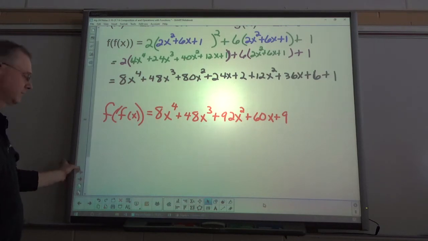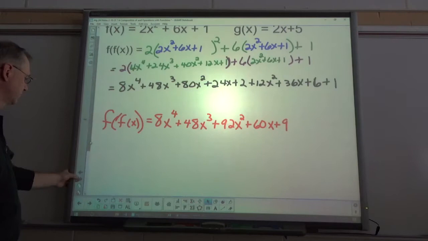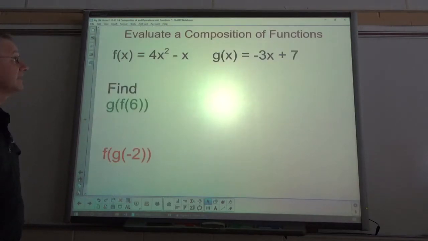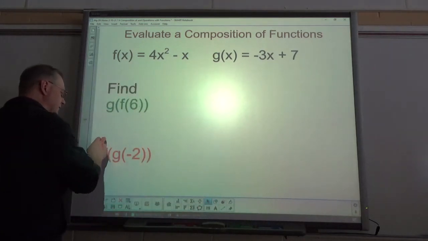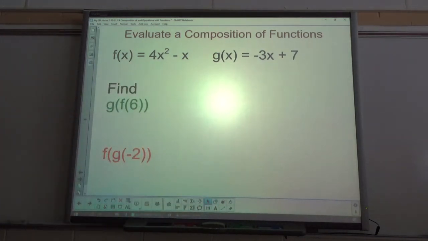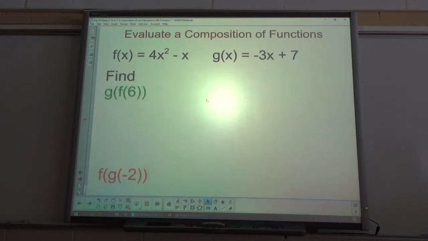All right. Did I add anything further down? No. Okay, here we go. Evaluating a composition of functions. This is really, let me just extend that so I have a little more room here, this is really just two separate problems being done.